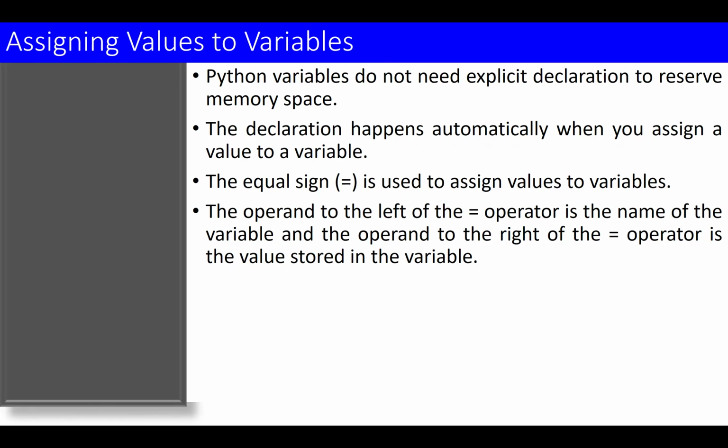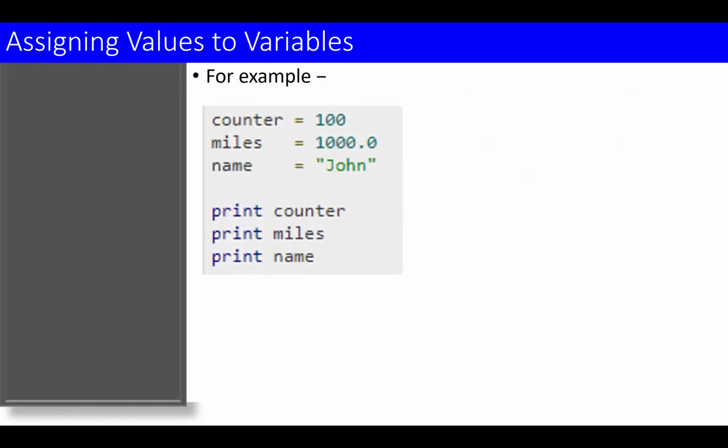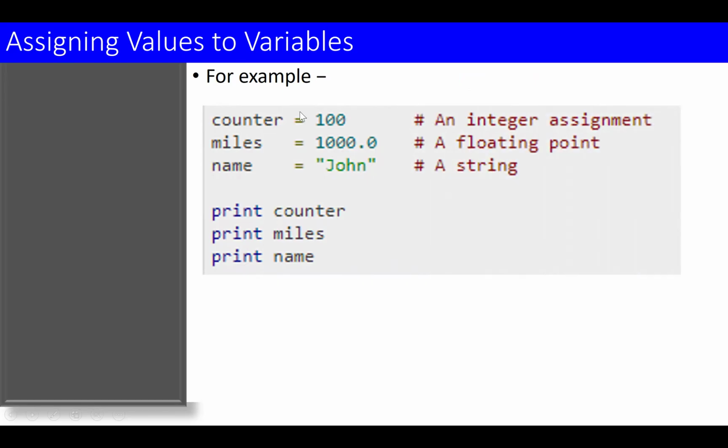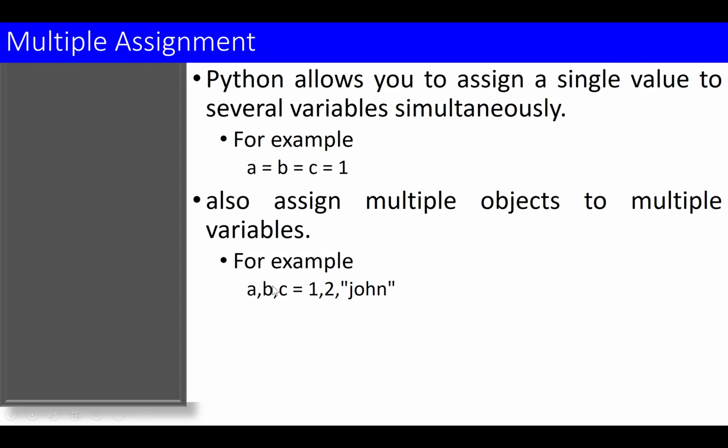The equal sign is used to assign values to variables. The operand to the left of the equal operator is the name of the variable, and the operand to the right of the equal operator is the value stored in the variable. For example, this is the name of the variable, and this is the value stored in the variable. Print counter, print miles: you get an integer assignment, a floating point assignment, and string data. So you get the same answer here using the print statement.